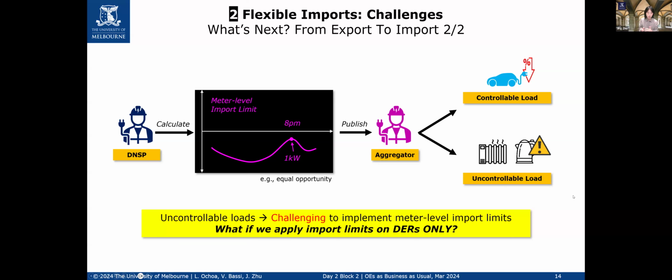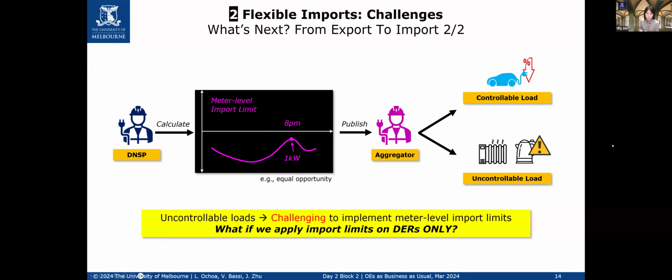And we start to think, if we don't control the in-house appliances, what if we just apply the import limits on DERs only? It can be done as an aggregate limit of all the DERs, or it can be done by device, as mentioned by Liam, maybe one separate limit for PV and one separate limit for EV and battery. It can all be done. I will not provide you the answer directly here. What I am going to do is take you through some calculation demos of different types of flexible import limits, so you will have a better understanding of what is going on.